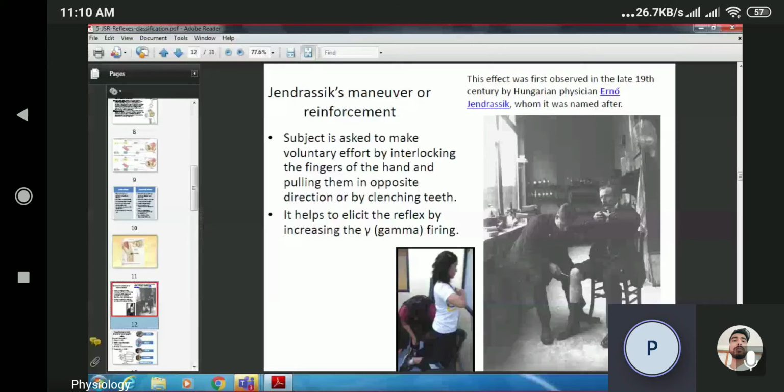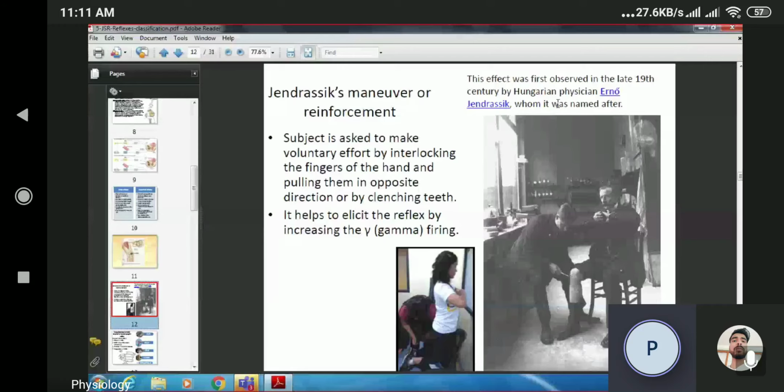So at that time, we ask the person to clench the teeth. Okay. So what is the mechanism of Jendrassic's maneuver or reinforcement? It helps to elicit the reflex by increasing the gamma firing. We often ask in exams, why do we ask the patient to do Jendrassic's maneuver or reinforcement? The answer is increase the gamma firing. Okay, and the word Jendrassic has come in honor of Hungarian physician Erno Jendrassic.